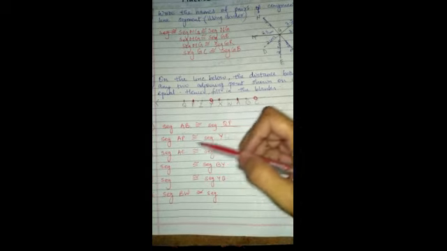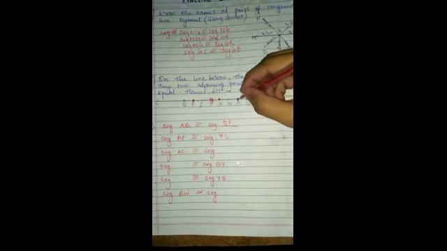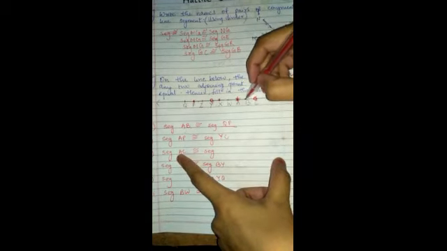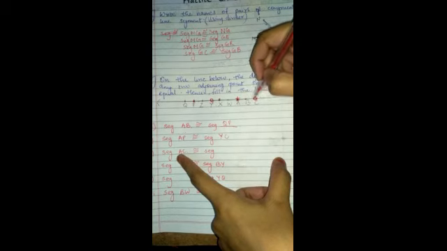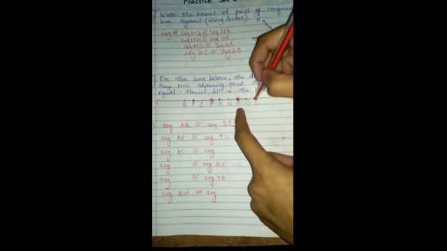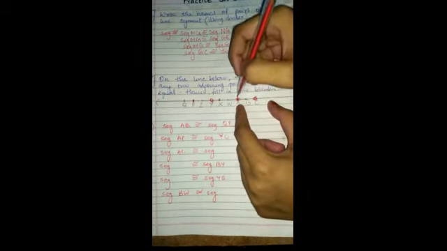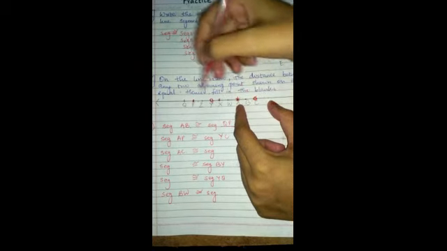Segment AC, where is AC? This one is A. Let us mark it with a star. AC measures how much? 1, 2. AC is about 2 centimeter. So we have to take a line segment of about 2 centimeter only. So we can take AX also, or we can take another one.